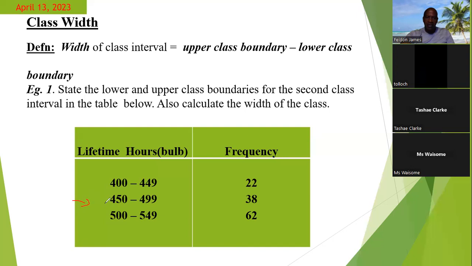Let me hear, do the calculations and tell me what is the lower and upper boundary for the second class. So this is the second class. What is the lower boundary and what is the upper boundary? Please do that calculation, and then calculate the width of the class. You have about 2 minutes to do that. Please go ahead and give me the answers.